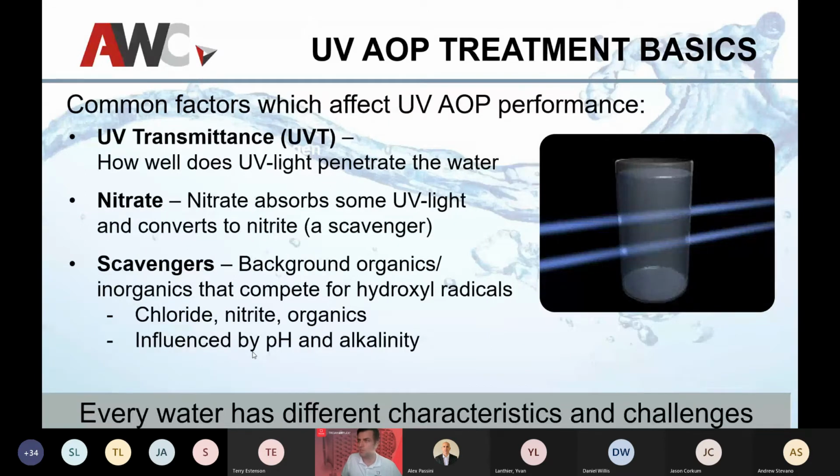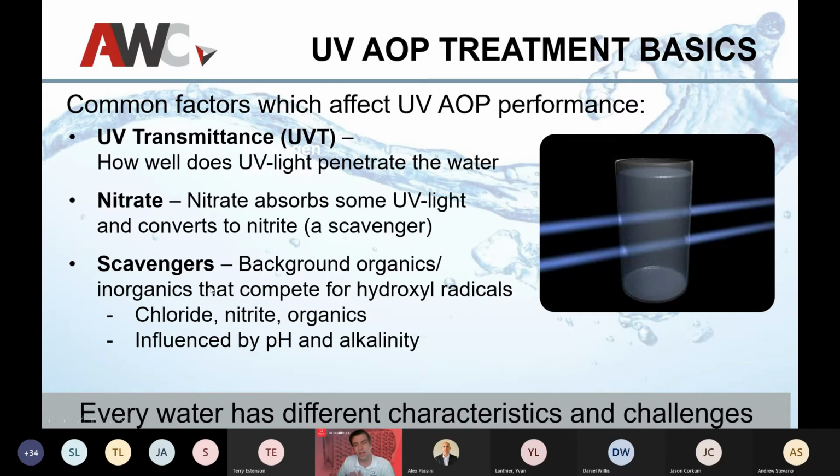So what are some of the common factors that influence UV AOP performance? I'm going to go through a little bit of what we need to look for, what considerations we need to take into account when designing an effective UV AOP system. There are three here that I would like to cover. First is UV transmittance. This is basically a measure of how well UV light can transmit itself through the water. Obviously, if you have very clean water, this is better because the UV light can generate more radicals, leading to a much more efficient UV AOP system.